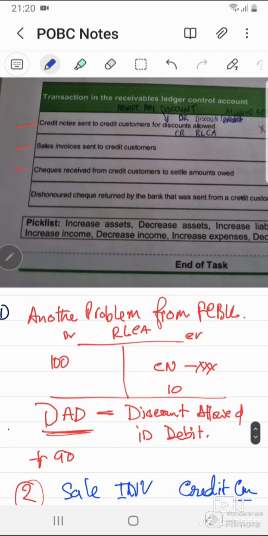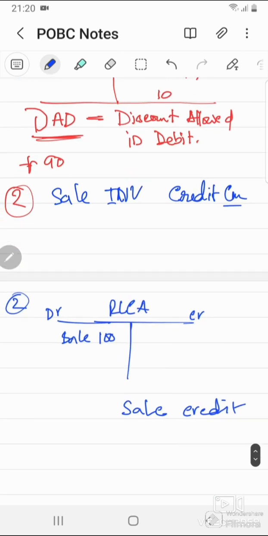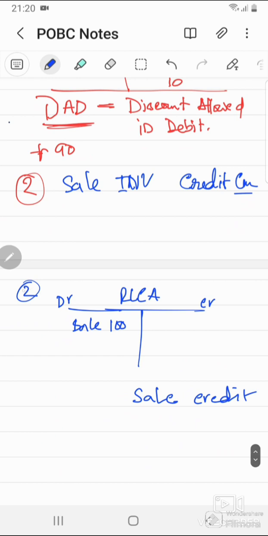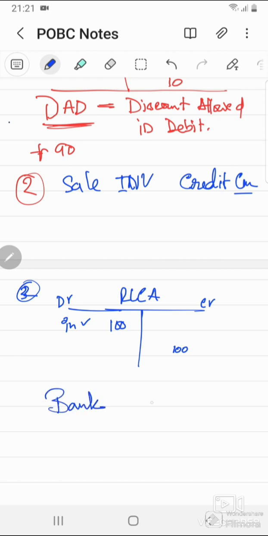Number 3, cheque received from the credit customer to settle the amount we are owed. Say we have an invoice of £100. Our customer is paying off this invoice. So what is happening in RLCA? It will be a credit to pay off this invoice. Now if RLCA is credited, obviously somewhere it will be debited. And where is it? It's in our bank. So bank £100.